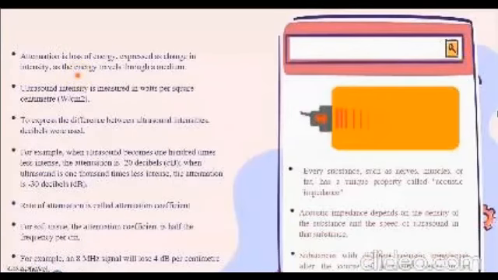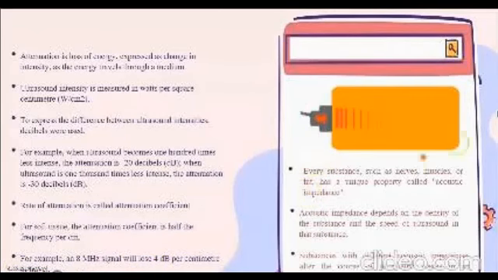Okay, what is attenuation? Attenuation is loss of energy, a decrease in intensity as the energy travels. Ultrasound intensity is measured in watts per square centimeter. To express the difference between ultrasound intensities, we use decibels. For example, when ultrasound becomes 100 times less intense, the attenuation is negative 20 decibels. When ultrasound is 1000 times less intense, the attenuation is negative 30 decibels. The rate of attenuation is called the attenuation coefficient. For soft tissue, the attenuation coefficient is half the frequency per centimeter. For example, with an 8 MHz signal, we lose 4 decibels per centimeter of travel.